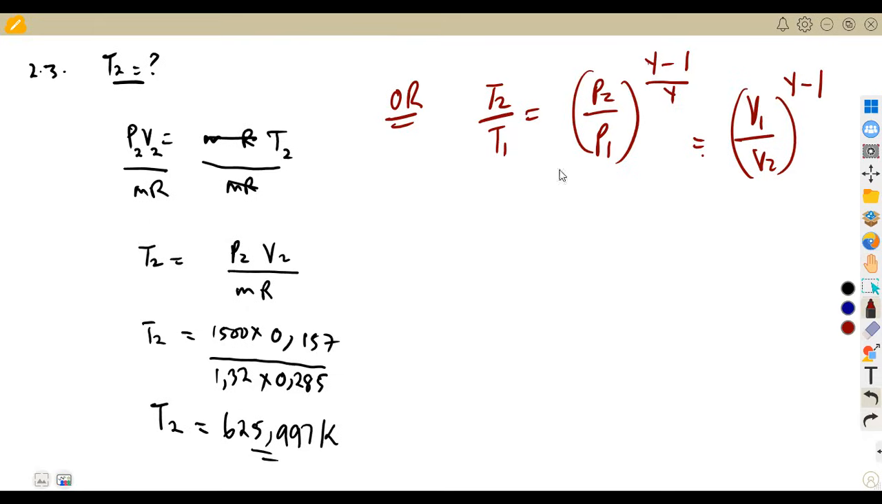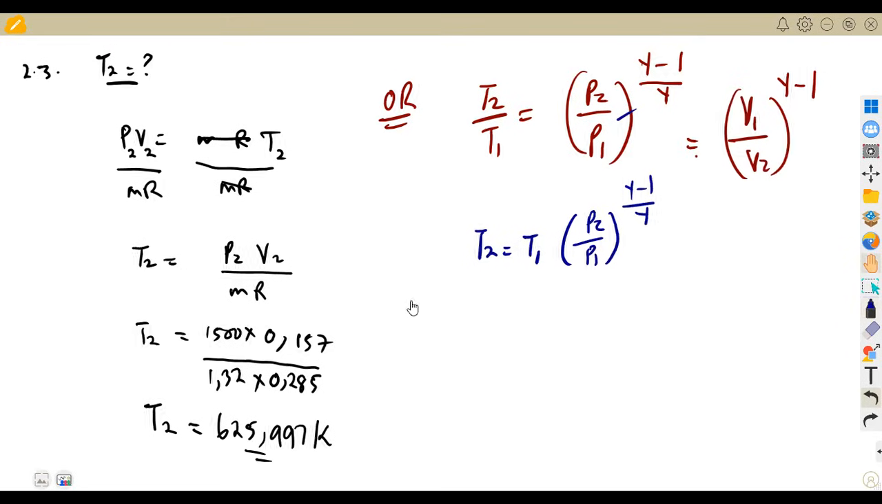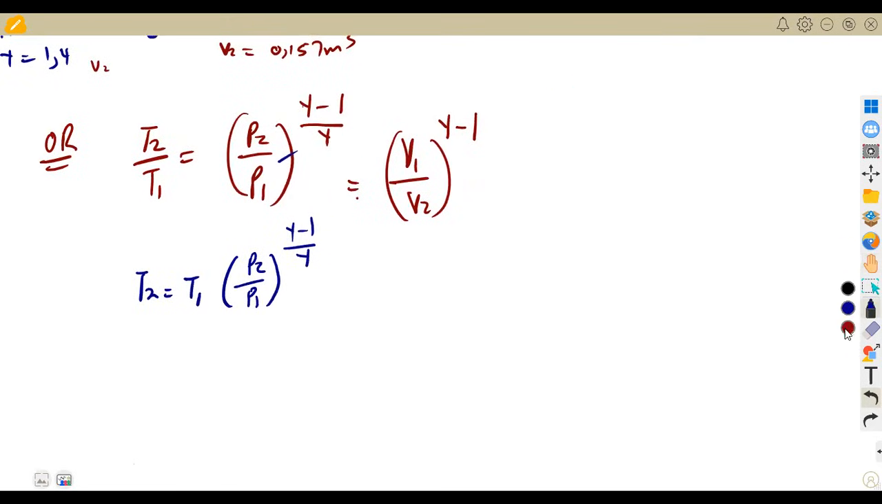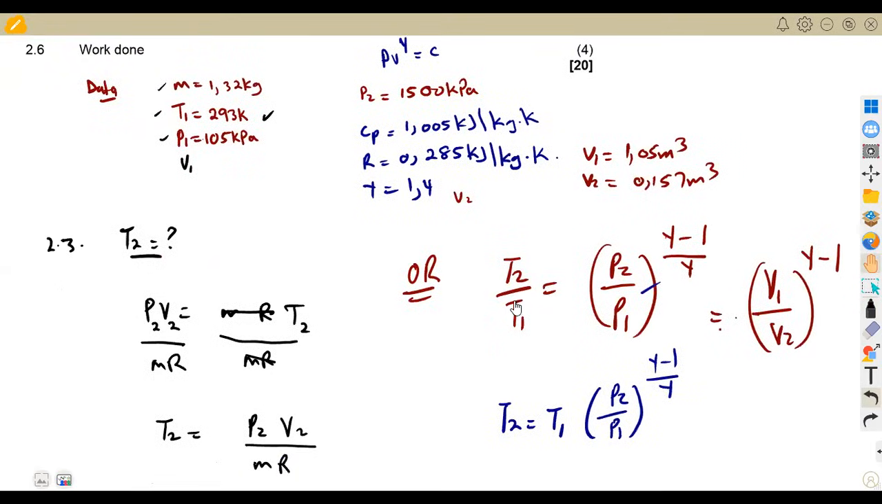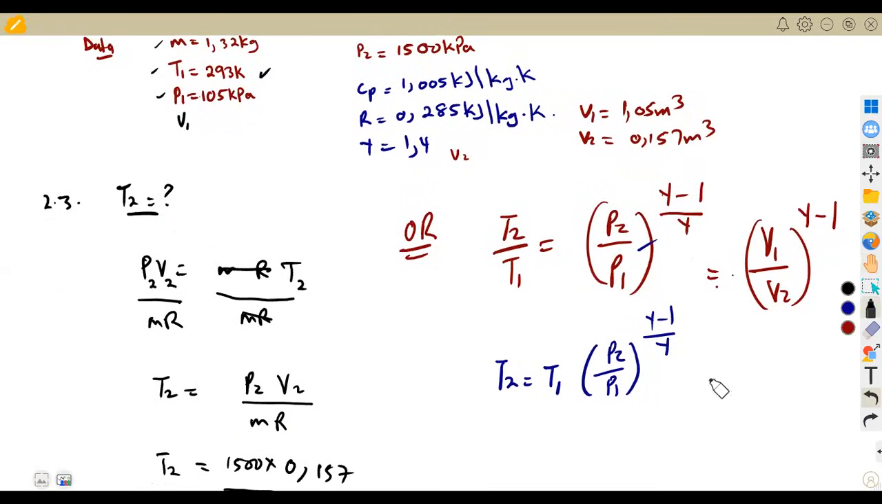So you can just play around with any formula that you want. If you want to write in terms of T2, we are going to have T2 equal to T1 into P2 over P1 to the exponent of gamma minus 1 over gamma. Or if you want to write your T2 in terms of V1 and V2, you're going to multiply by T1 this side. So T2 is going to be equal to T1 into V1 over V2 to the exponent of gamma minus 1. So there we've got a lot of things to consider. Let us just substitute our values and see what we're going to have here.